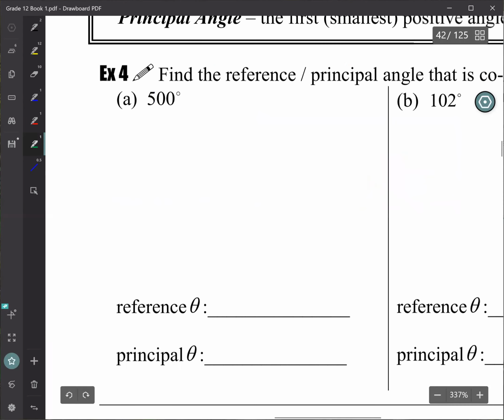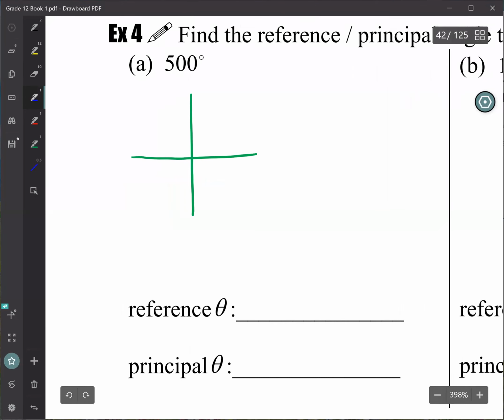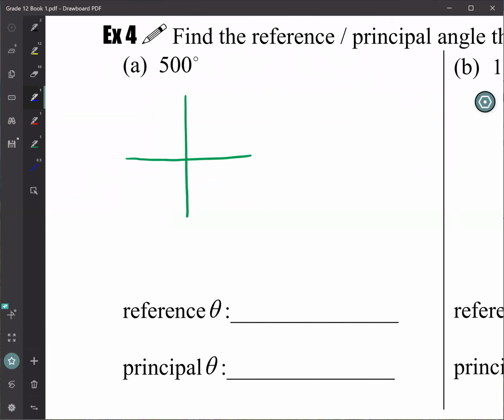First one, 500 degrees. What you need to do is to draw the angle out first. I would like you to try to draw it, and I'll ask one of you to draw the picture on the screen, to show us which quadrant the terminal arm stops in. Once you have the picture in your book, please raise your hand. So draw 500 degrees. It will be making more than one turn, right?